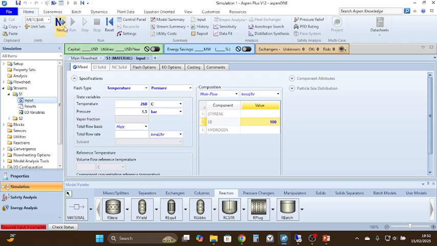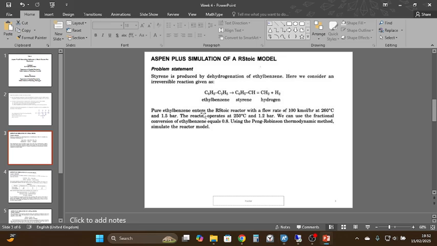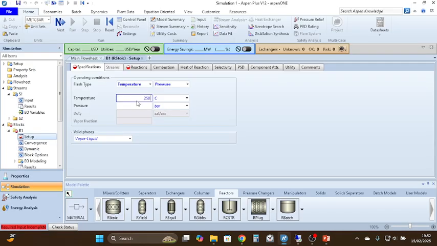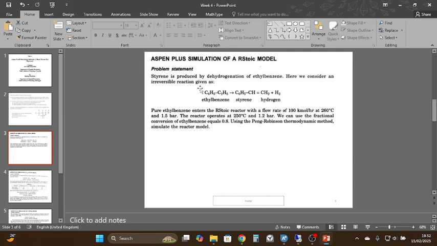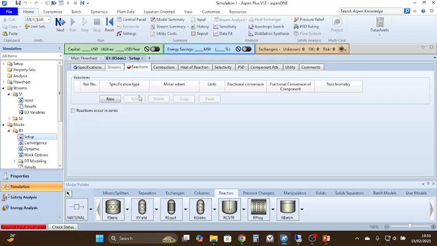Next, we are going to specify the operating conditions of the reactor. The reactor operates at 250 degrees Celsius and 1.2 bar. So this is 250 and this is 1.2 bar. Now, previously we never handled any reaction in Aspen. So we have to specify the reaction over here. When we click on next, it takes us to the reaction page. You can see that no reaction is specified.